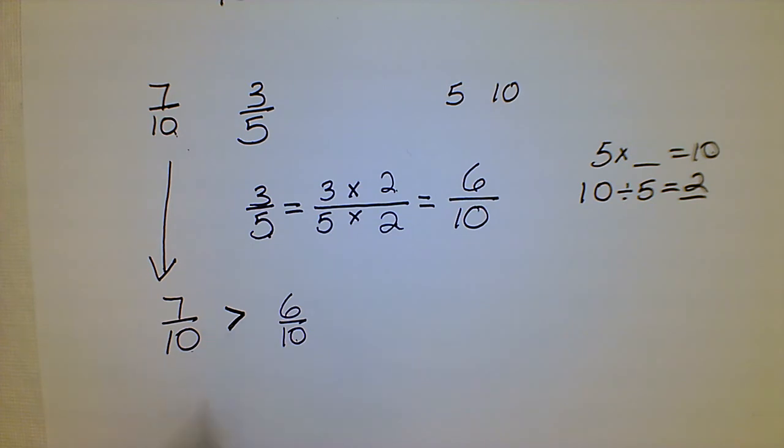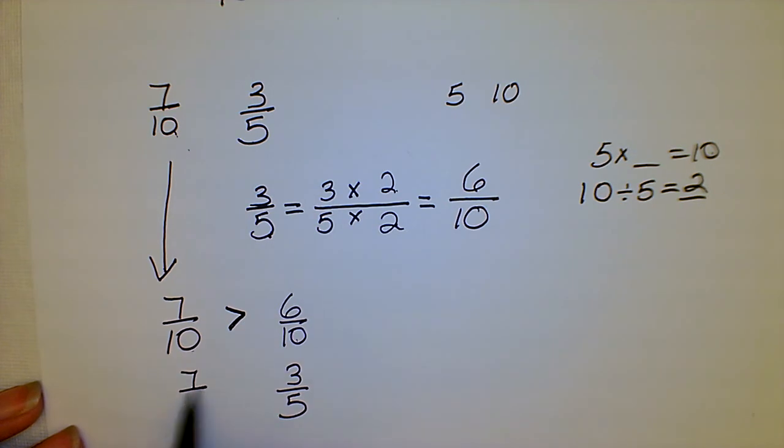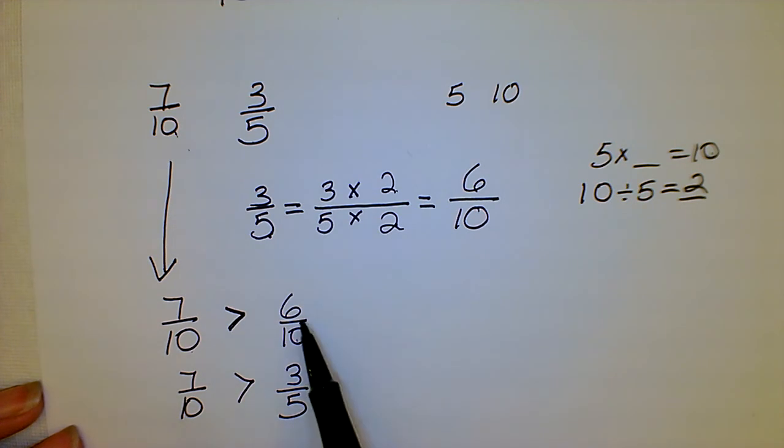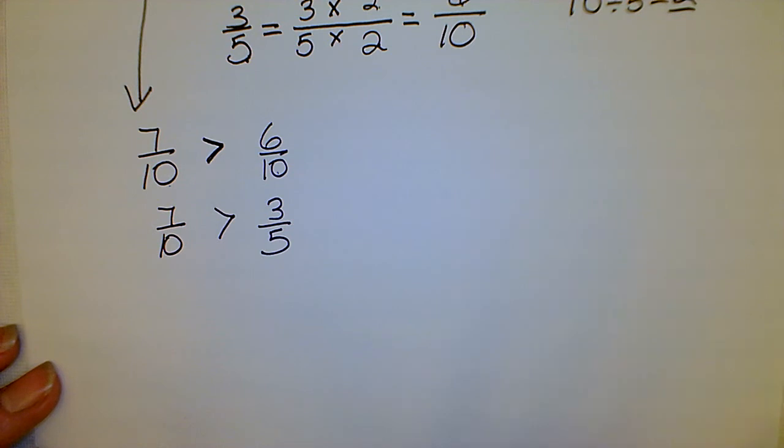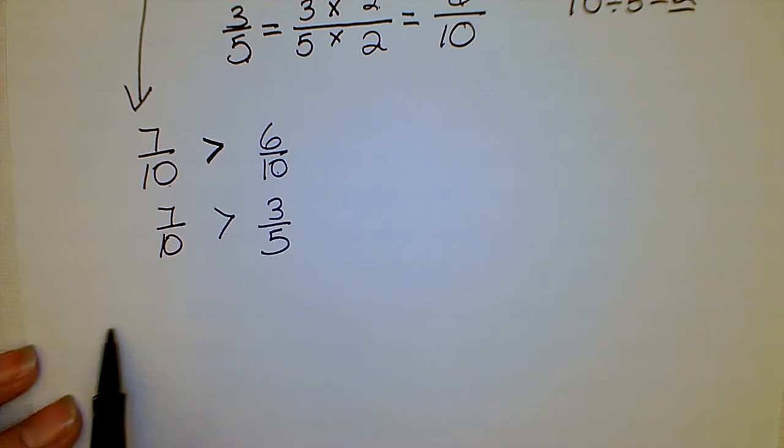But again, I cannot leave it like that. I have to go ahead and turn it back into my fifths. So I'm going to have 3/5 and 7/10. And again, 7/10 is going to be larger than 3/5 because these are equivalent fractions. So really quick, I want to show you what this relationship would look like on a number line.